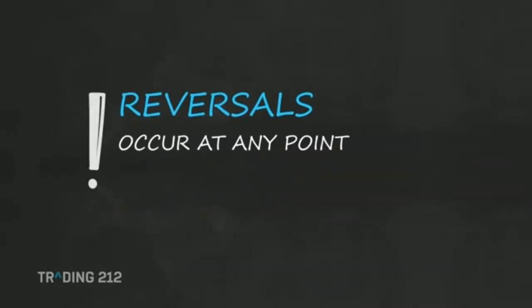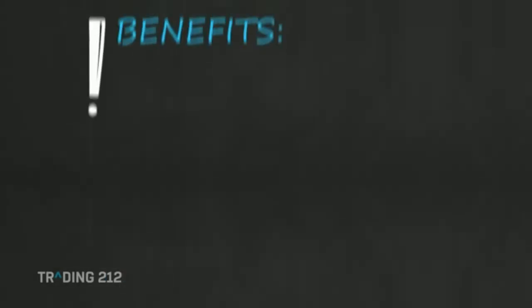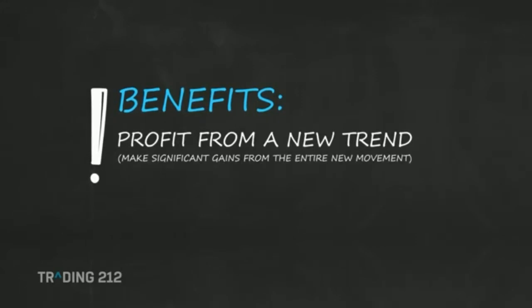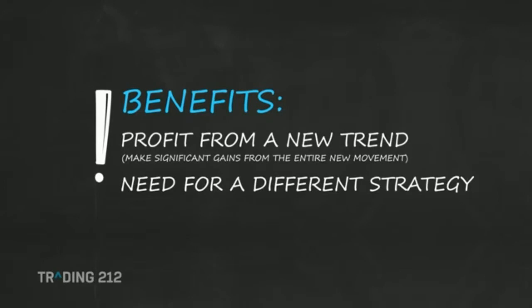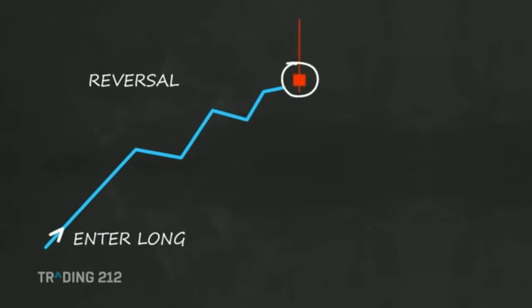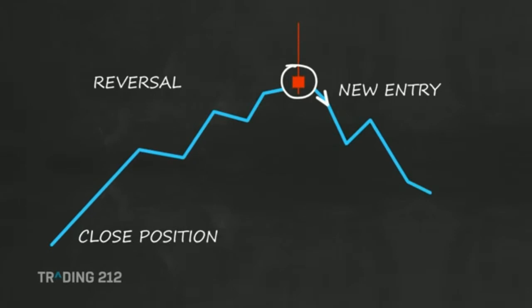Reversals can occur at any point and are generally difficult to anticipate, but trading reversals can provide an opportunity to profit from a new trend. If the timing is right, you will essentially be able to profit from the entire new movement and make significant gains. Looking out for reversal patterns can also be beneficial, as they can indicate the need for a different trading strategy. For instance, if you notice a reversal pattern and you have a long position, you may consider closing it to go short to profit from a new downward movement.